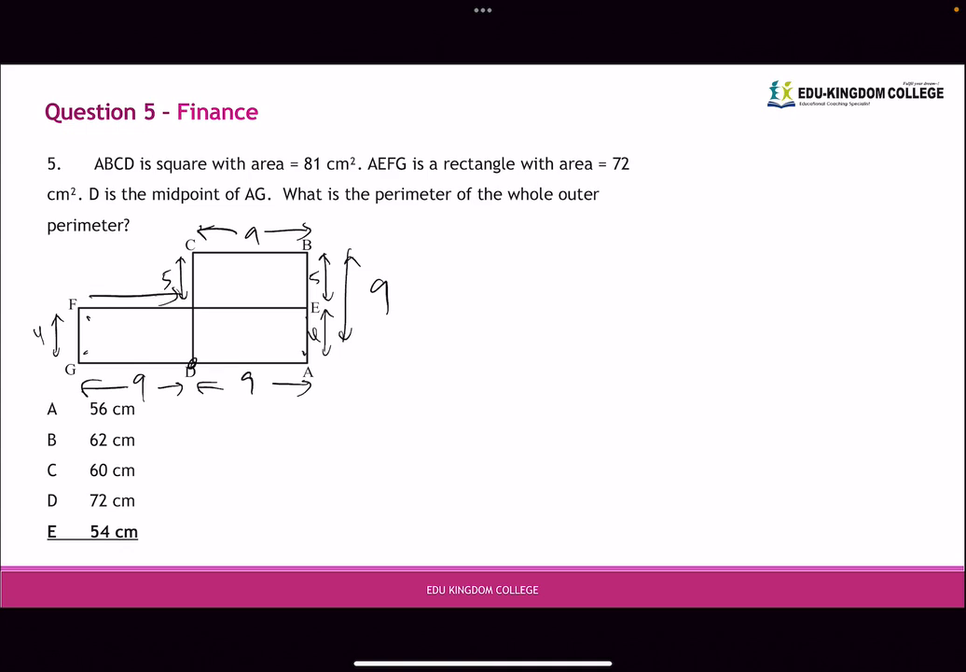Okay, and then this is 9. So 9 plus 9 plus 9 plus 9, so 9 times 4 equals 36. This is 9 as well. Plus 9 equals 45, so we got rid of this. And then we have plus 5 and plus 4. So that is just going to be plus 9 again, so 54.